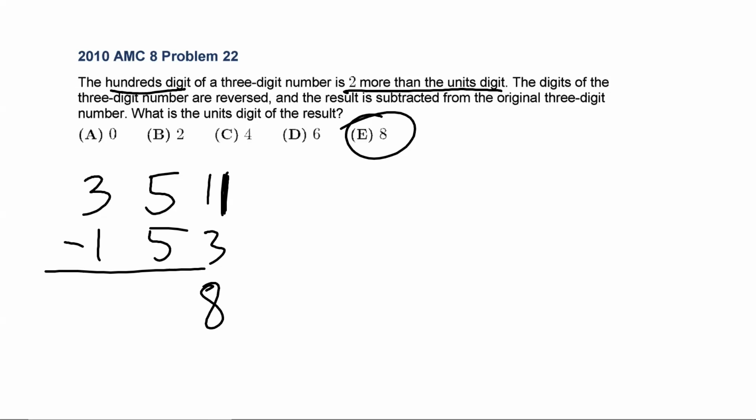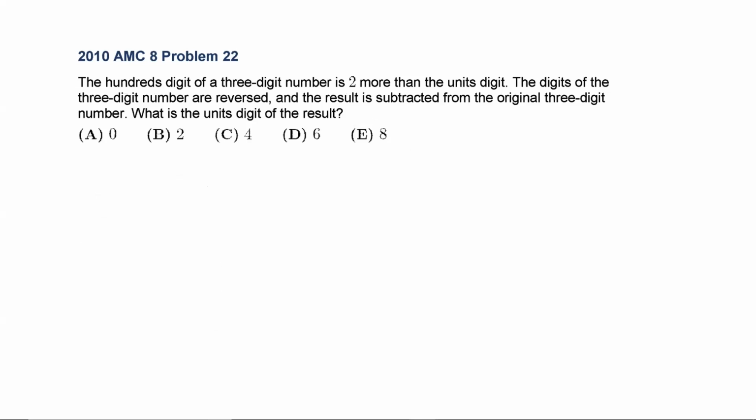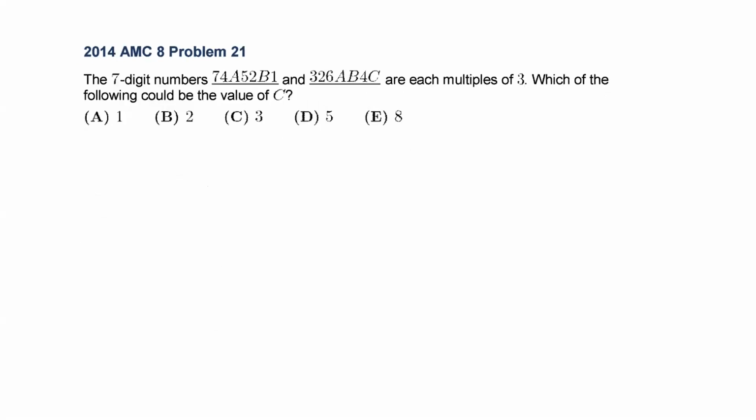Okay, so next question. The 7-digit numbers 74A52B1 and 326AB4C are each multiples of 3. Which of the following could be the value of C?